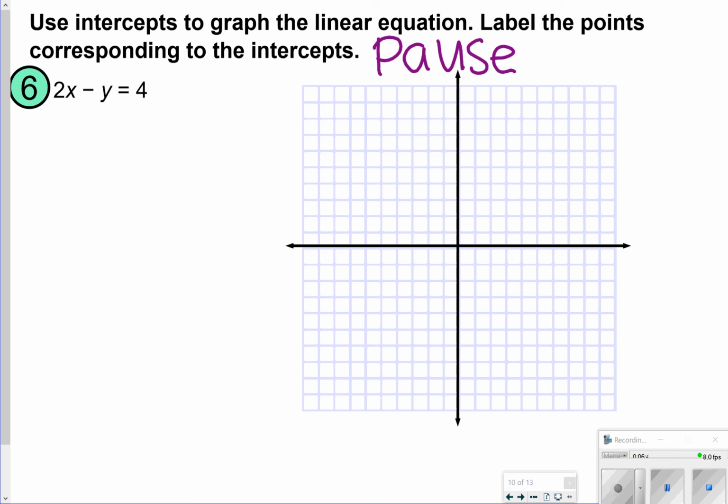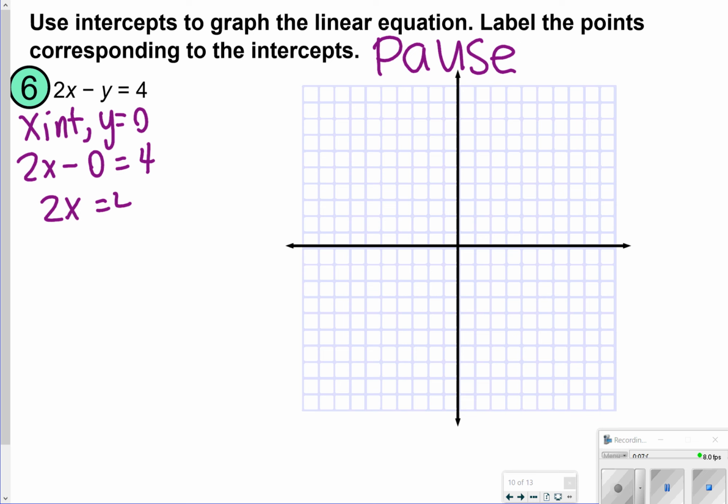Alright, so for number 6, we have this equation in standard form, 2x minus y is equal to 4. Let's go ahead and find the x-intercept, and that would just mean that y is equal to 0. So I'd have 2x minus 0 equals 4. Really, 2x minus 0 is just 2x, so 2x is equal to 4. And then when I solve, x will be equal to 2. So I'm going to go and plot that point. Here's x is equal to 2, that is 2, 0.